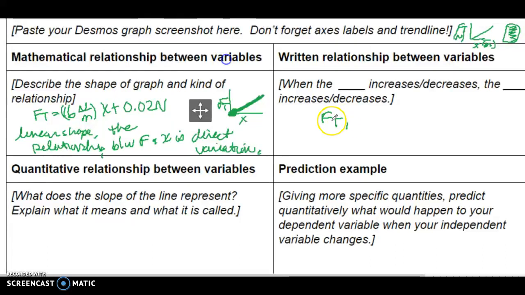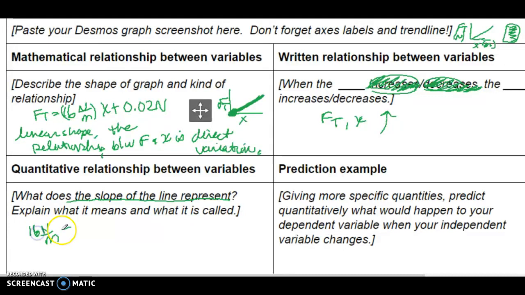You're going to use the two variables, F_T and x, and then you're going to choose increases or decreases, right? So just cross one of them out and clean up the sentence. So that you're just going to plug that in. That should be pretty easy. Quantitative relationship between the variables: what does the slope of the line represent?